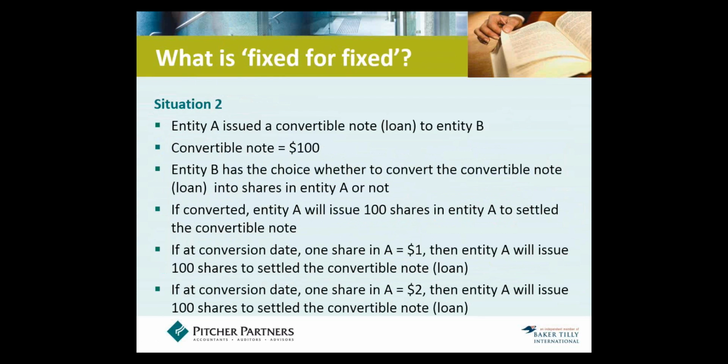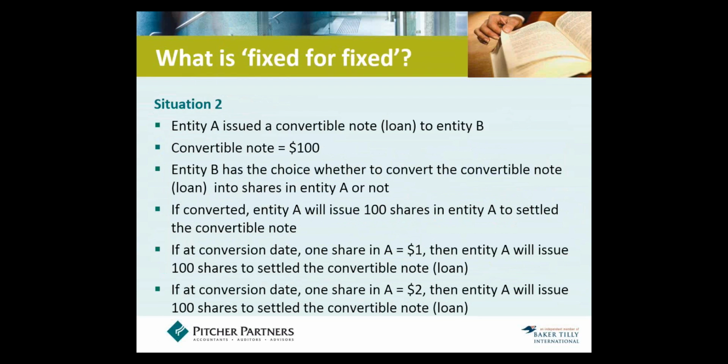Contrast that to situation 2, where entity A issued a convertible note or a loan to entity B. Again, the convertible note is $100. Entity B has a choice whether to convert the note into shares or not. Where it changes is the bottom part, the last 3 bullet points. If converted, entity A will issue 100 shares in entity A to settle the convertible note. So it's a fixed number of shares that will be issued by entity A.